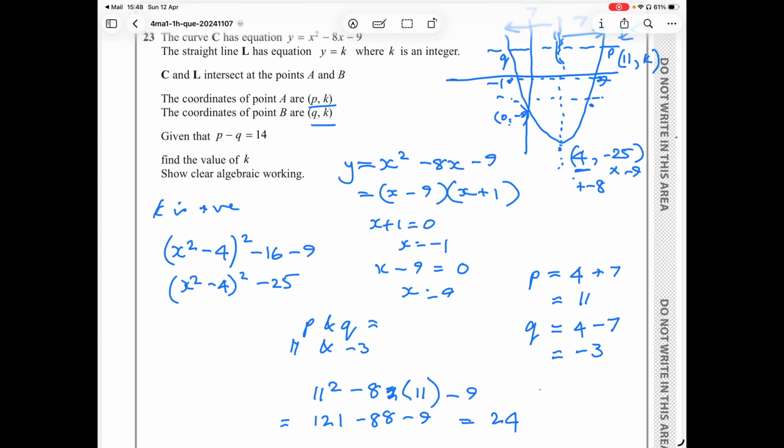And if we put in minus 3, we should get the same answer. So that's minus 3 squared minus 8 times minus 3 minus 9. So that would be 9 plus 24 minus 9 equals 24. So the answer is k equals 24, and I'm not sure if that's the way we should have done it, but you can actually just play with things until you get the answer.